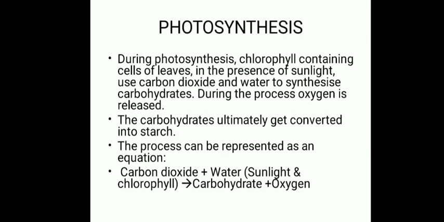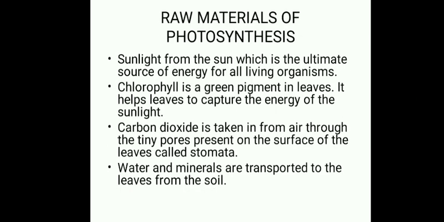Here the equation of photosynthesis is given. Carbon dioxide plus water in presence of sunlight and chlorophyll produces carbohydrate and oxygen. The carbohydrate is in the form of glucose, which is then converted into starch. What are the raw materials that are required for photosynthesis? Sunlight, chlorophyll, carbon dioxide, water and minerals.